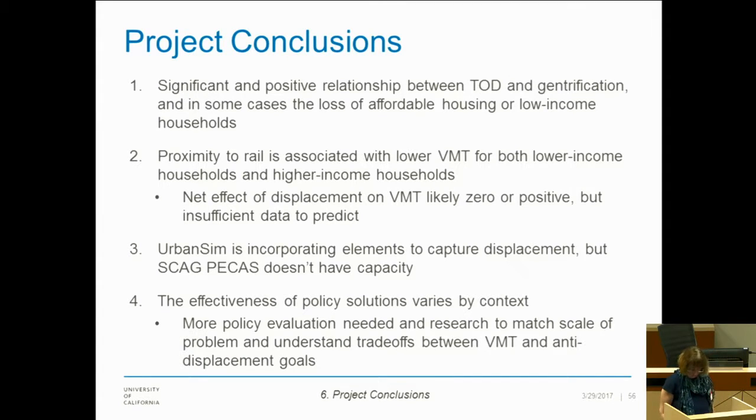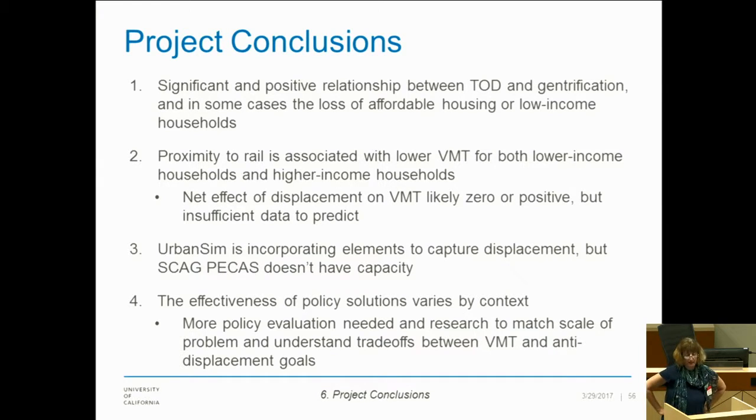Thank you all. Just to wrap up, we come to some conclusions from this research, and we have directions for future research as well. First of all, does transit-oriented development, or TOD, lead to gentrification? It depends on the context. The specific context influences the outcome. TOD may also lead to displacement. This takes different forms in different areas, and it may be in the form of loss of affordable housing, or in shifts of low-income households.